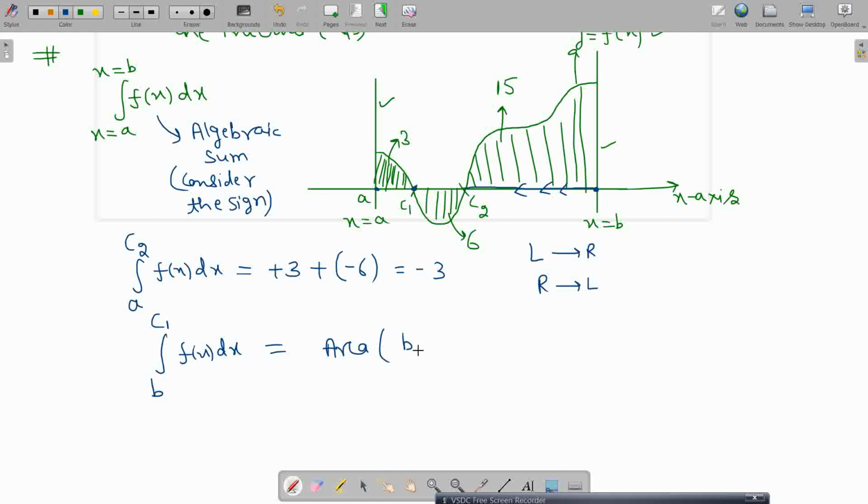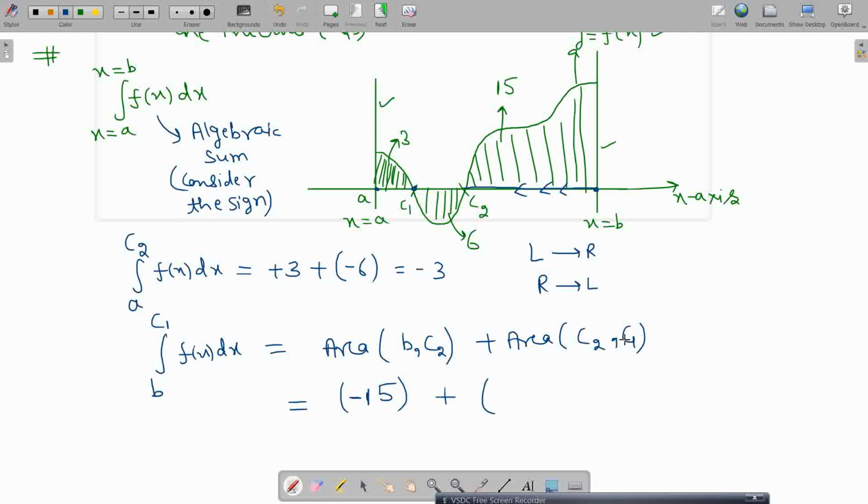The area from B to C2 plus area from C2 to C1, right? So what is the area from B to C2? It is 15 given to you, but now we are going from right to left, so I'll just put in a minus sign in front of it due to convention, then plus.